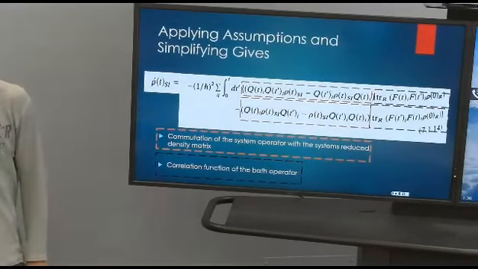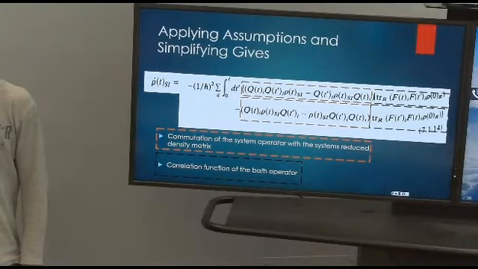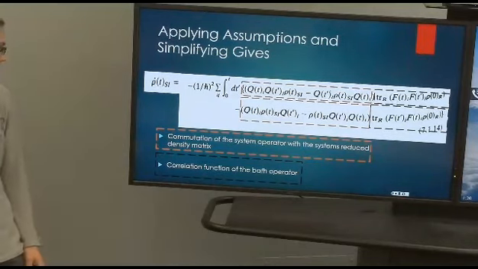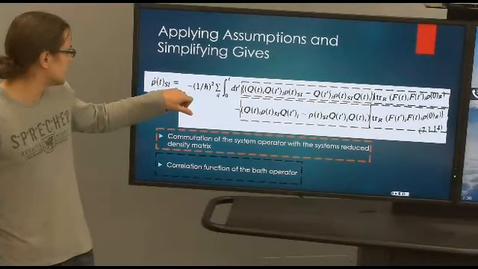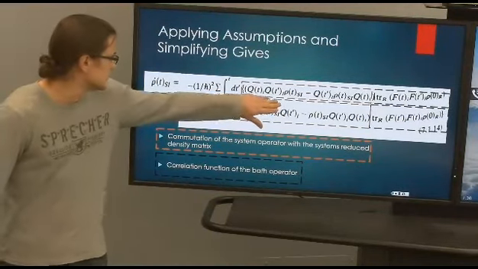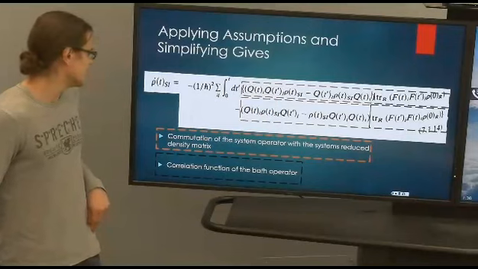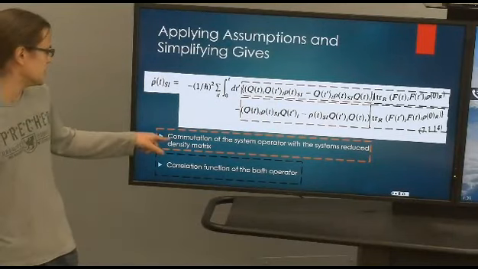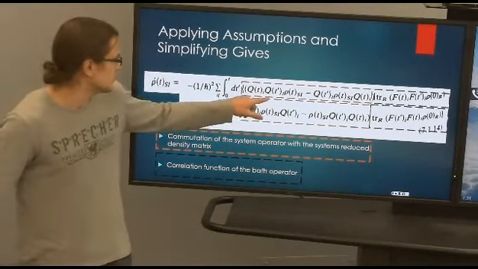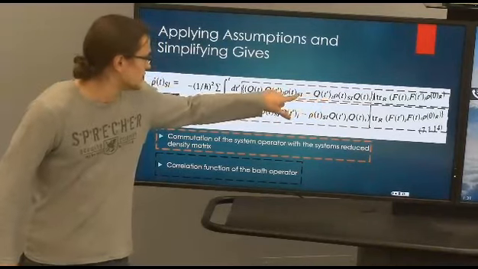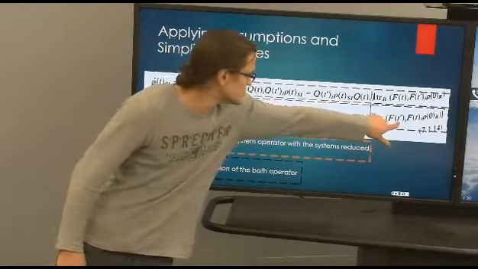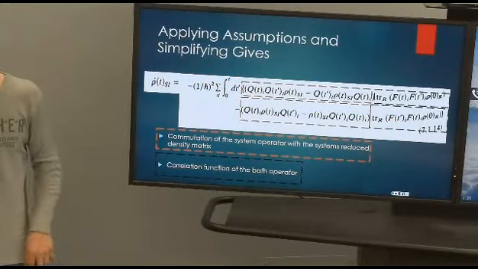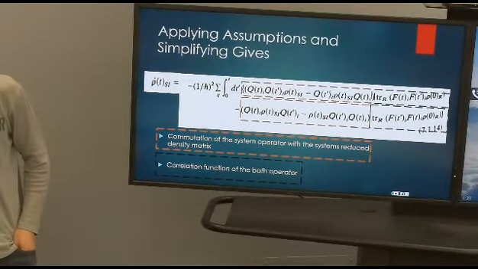So if we apply those two assumptions and then do a bunch of simplification, we can get to this result here. So the Liouville part disappeared, and then we're just left with the dissipative parts. And we can see that it's generally two parts. So we have commutators that are associated with the system operators and density matrix. Then we have correlation functions over here associated with the bath and the bath operators and bath density matrix.